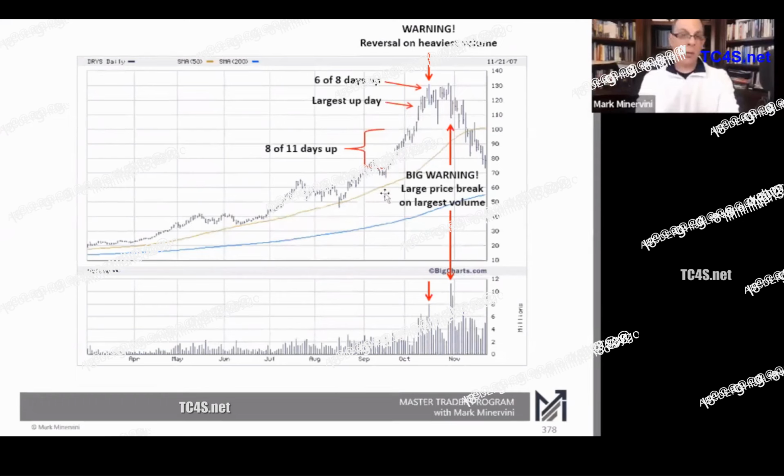And the next thing you would look for is heavy volume, a reversal on the heaviest volume since the beginning of the move. So now you're up and away, and now you get that big reversal right here.